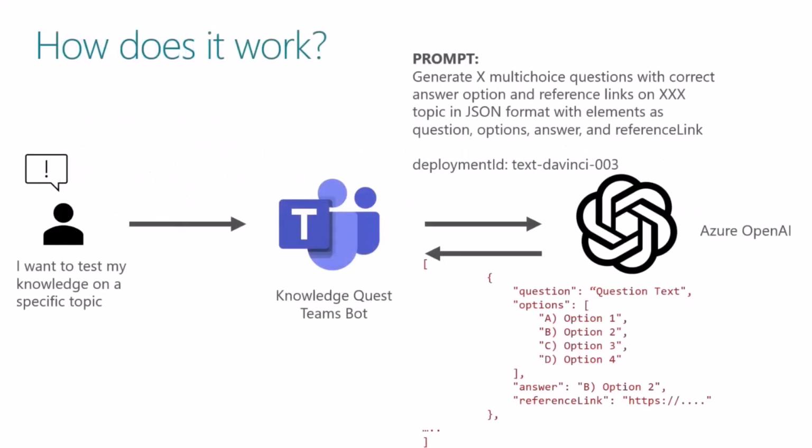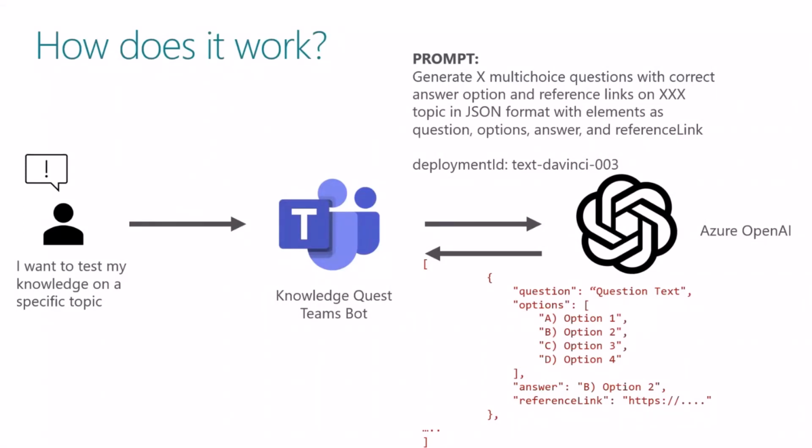The user starts interacting with the Knowledge Quest Team Bot by saying that he or she wants to test their knowledge on a specific topic. Then the Knowledge Quest Team Bot makes a call to Azure OpenAI using an npm package called OpenAI. While we do that, we generate the prompt, something like: generate this many multiple-choice questions with the correct answer option and reference links on the given subject by the user, in a JSON format with elements such as question, options, answer, and reference link.